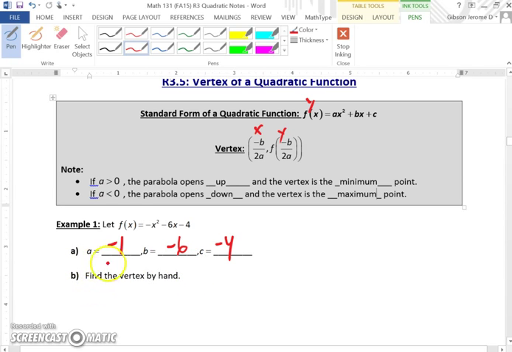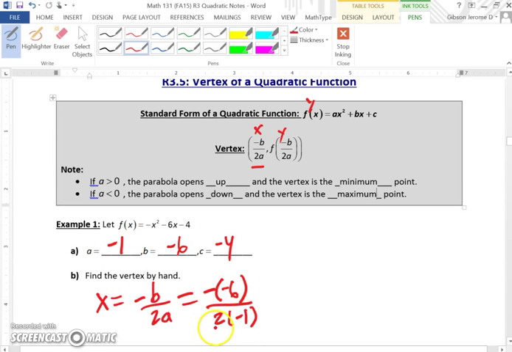Okay, now we want to find the vertex by hand. This right here is the x value. So we would take x is equal to negative b over 2 times a. Now we would substitute. b is negative 6, so it would be the opposite of negative 6 all over 2 times a, which is negative 1. The opposite of negative 6 is 6, and 2 times negative 1 is negative 2. So x is negative 3. That is the x value of your vertex.